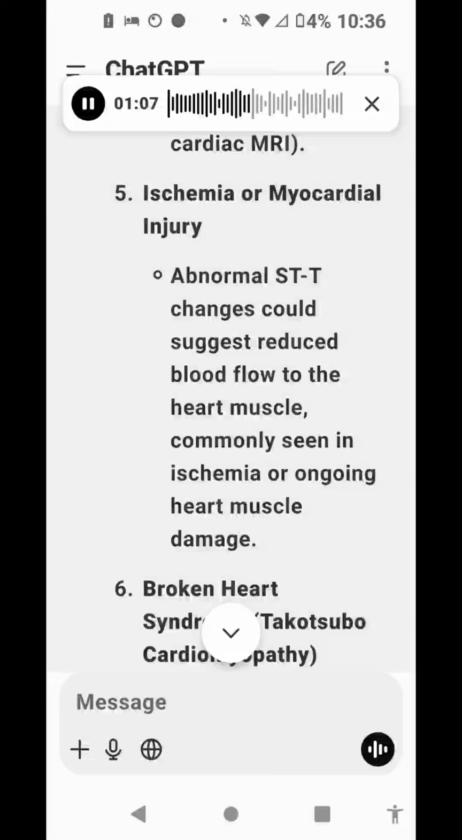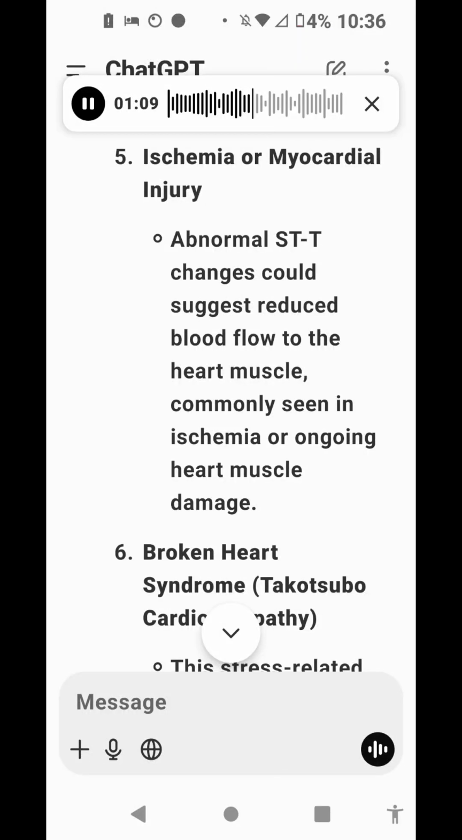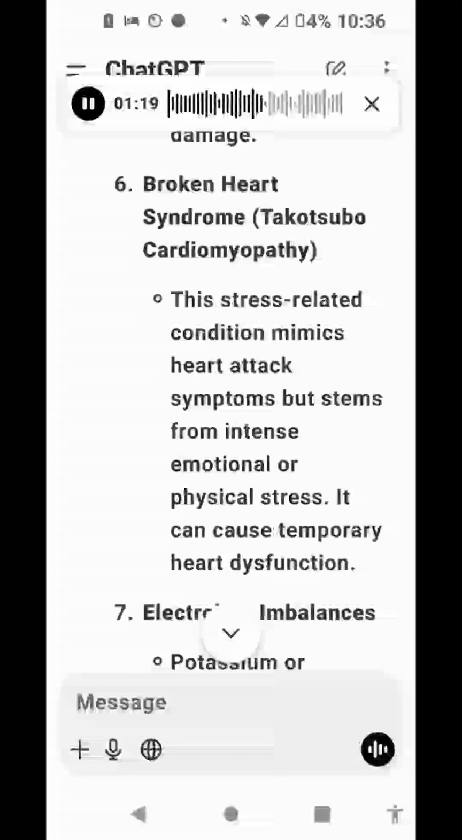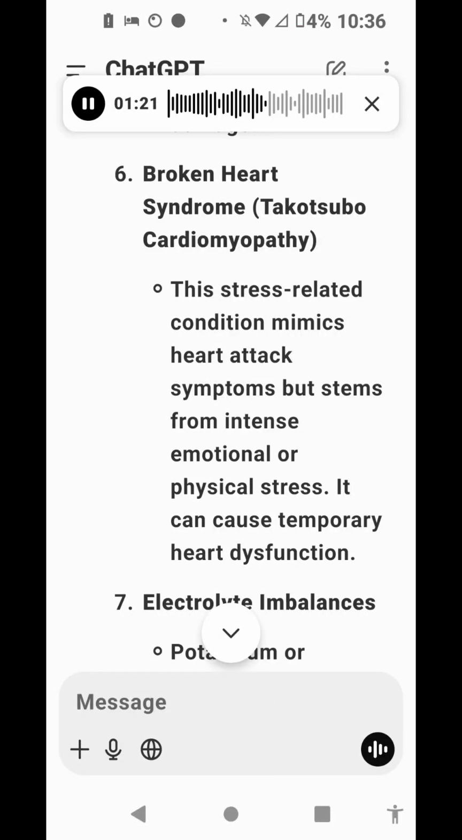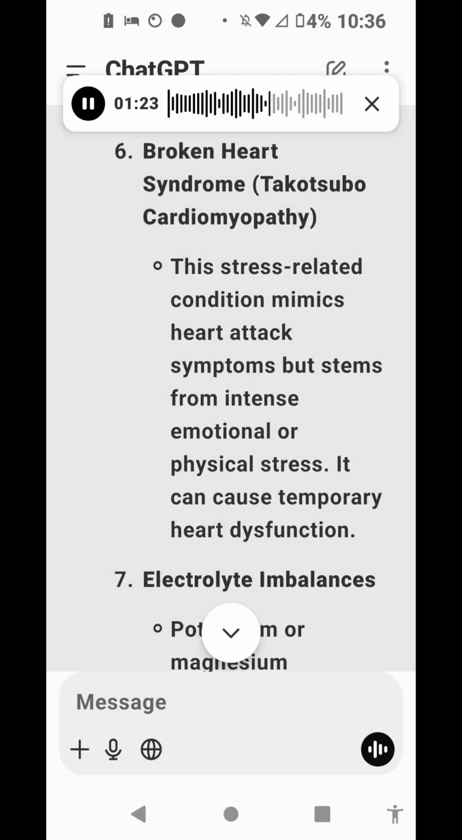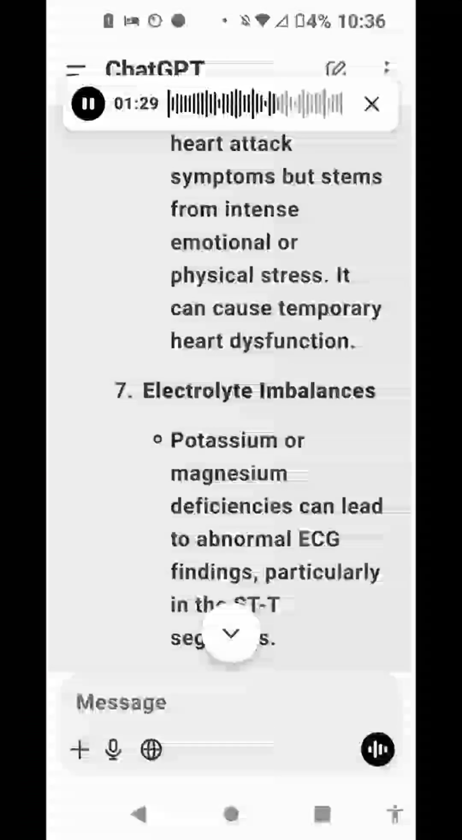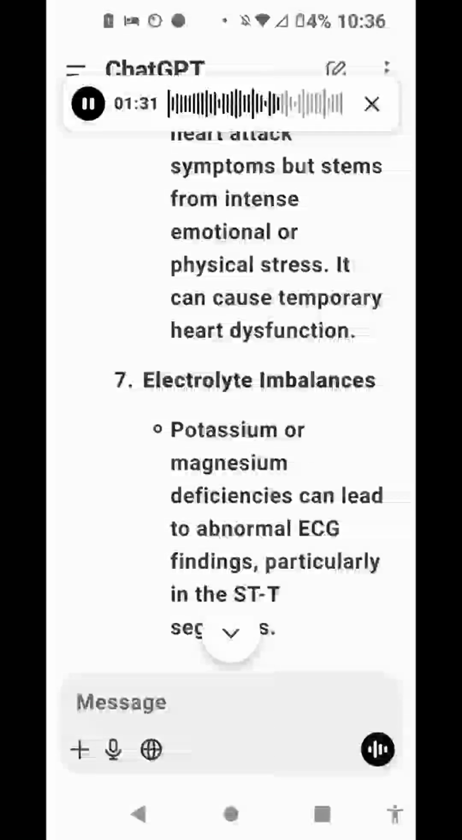echocardiogram, cardiac MRI. 5. Ischemia or myocardial injury. Abnormal STT changes could suggest reduced blood flow to the heart muscle, commonly seen in ischemia or ongoing heart muscle damage. 6. Broken heart syndrome, Takotsubo cardiomyopathy. This stress-related condition mimics heart attack symptoms but stems from intense emotional or physical stress. It can cause temporary heart dysfunction.